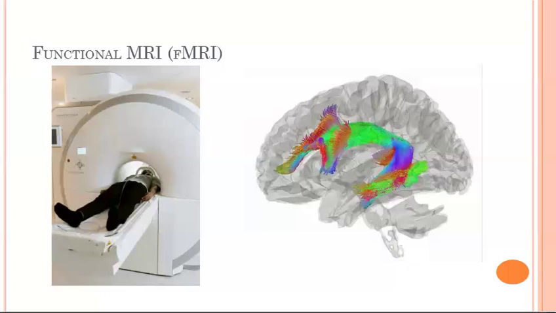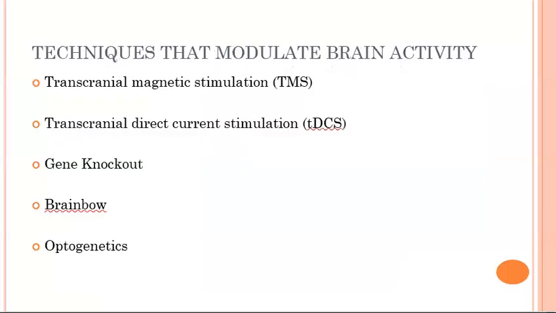Also, to address some of the limits of correlational research, researchers are developing techniques that can directly modulate brain activity. So finally, neuroimaging studies focus on correlations between brain activity and behavior and can't establish a causal role of a brain region in determining behavior, as I mentioned.